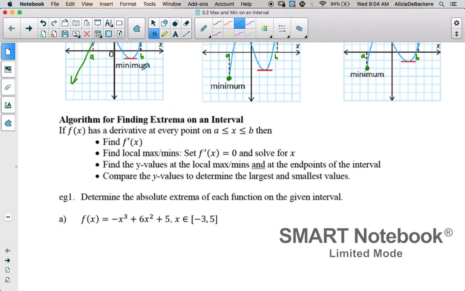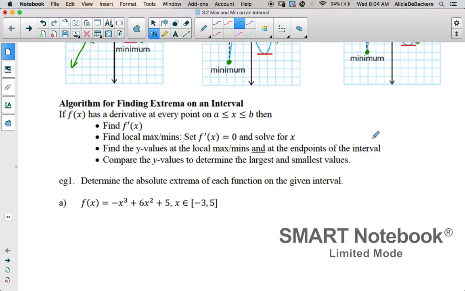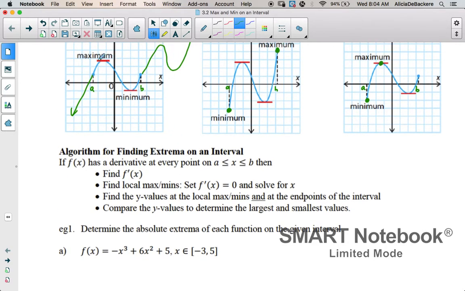When we try to find these maximums and minimums on an interval of values, we're going to go through this algorithm. So if the function has a derivative at every point from a to b, then what we're going to do is find the derivative. Then we're going to find the local maximums and minimums. So remember, to find these local maximums and minimums, the slope of the tangent line at these points will be 0. So what I'm going to do is set the derivative equal to 0, and then solve for the x values. That's going to tell me what is this x number here and what is this x number here.